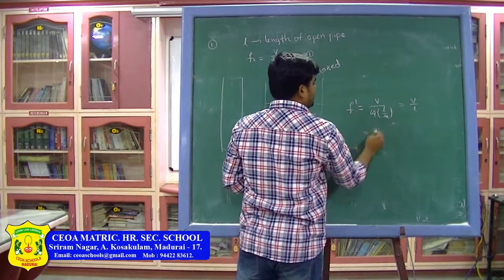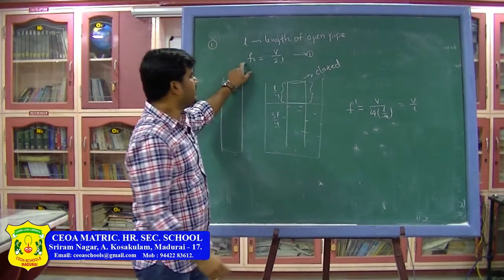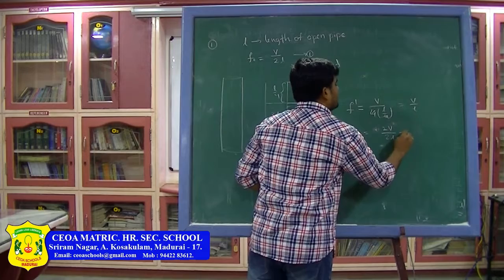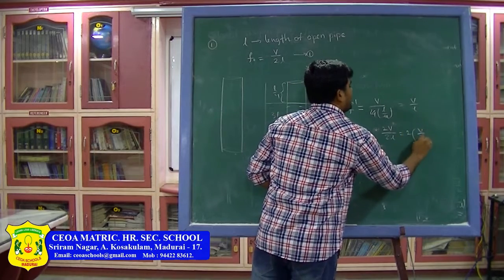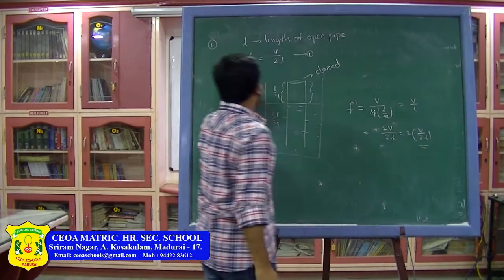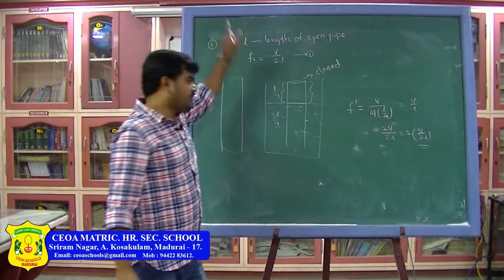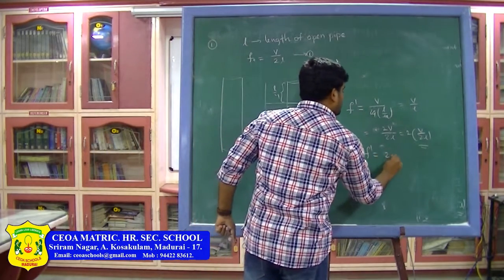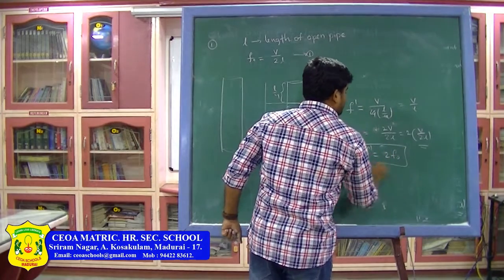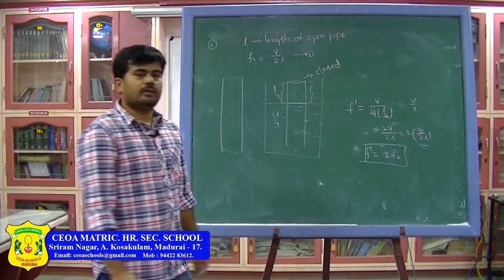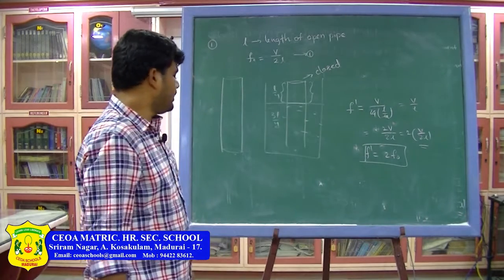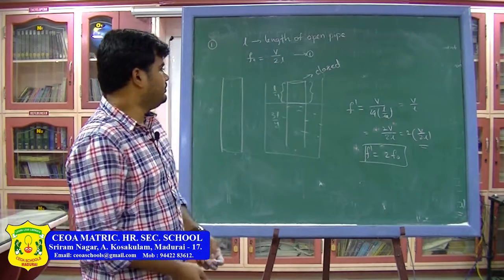Now, to express this in terms of F naught, I will multiply and divide by 2. So, 2 by 2L, that is 2 into V by 2L. We know the V by 2L value is nothing but the fundamental frequency of the given open pipe. So, 2 F naught is the answer for this problem. That is the first example problem about the closed and open organ pipe.